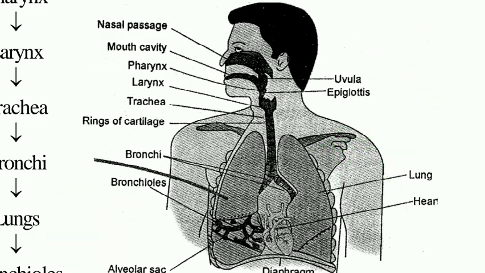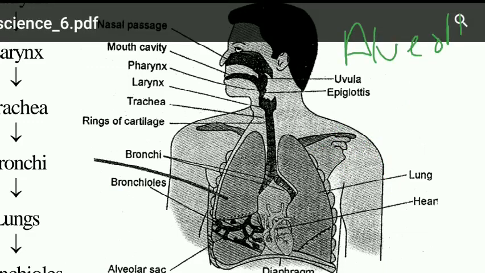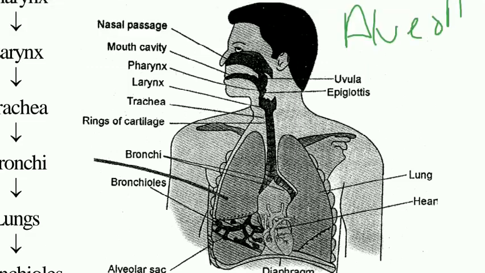So alveoli are bubble-like structures. Note it in your copy. Alveoli is a bubble-like structure which specifically helps in absorption of oxygen and also diffusion of carbon dioxide through it. Alveoli is a thin membrane-like, sac-like structure where oxygen and carbon dioxide are exchanged in the lungs.